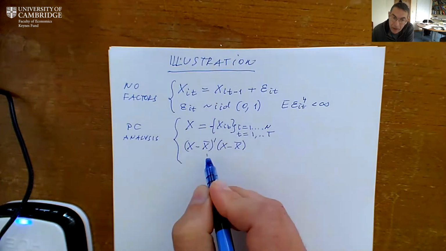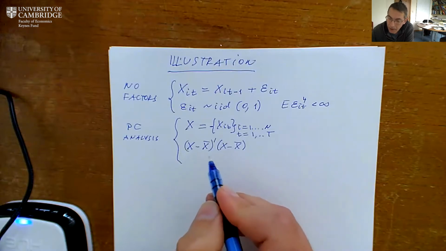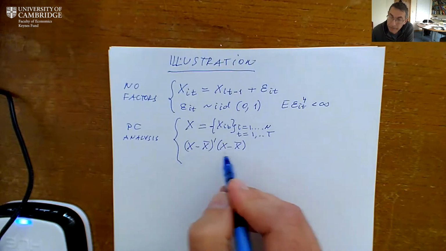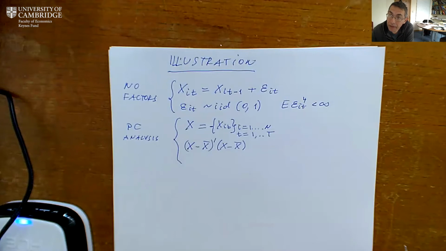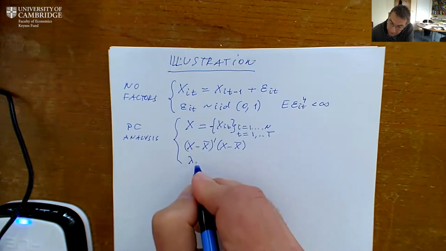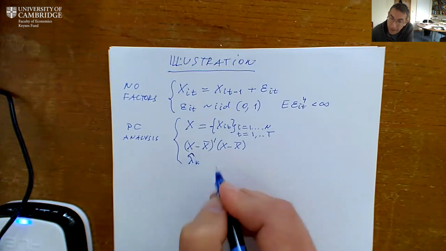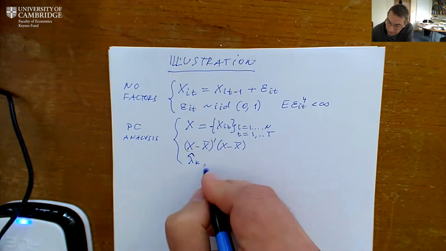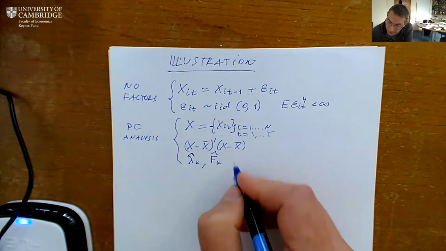So what is this X bar? This is simply the average over time of your data. So you average over time your data and subtract this average from the data. And then you transpose this matrix, multiply by itself, and take eigenvectors and eigenvalues. Compute eigenvalues and eigenvectors. Let's call the kth eigenvalue lambda k hat. I'm putting a hat because this is estimated from the data. And the kth eigenvector is f k hat.